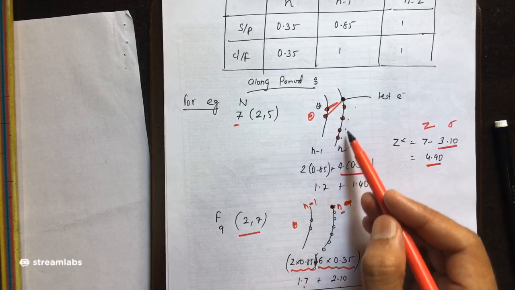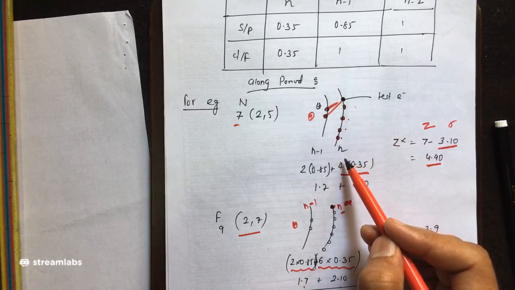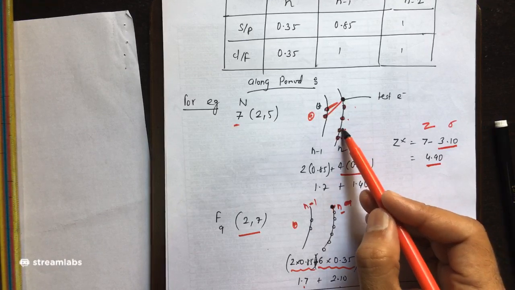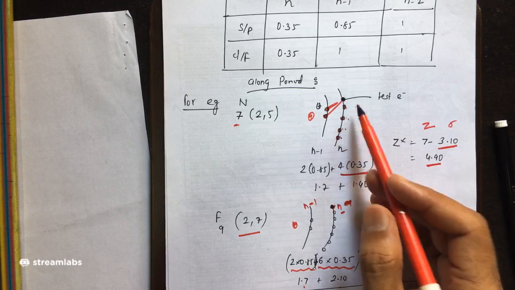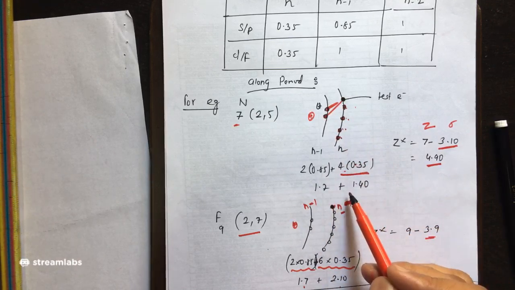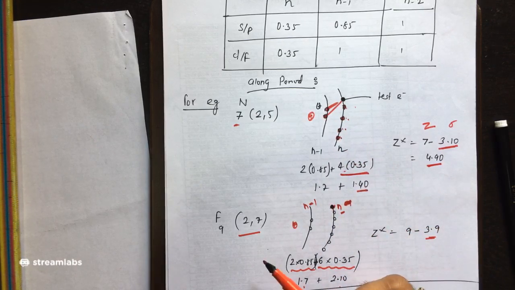So how many electrons are present in the same shell? That is n, 4. These 1, 2, 3, 4, all four are repelling this particular electron. So 4 into 0.35 will be 1.40.